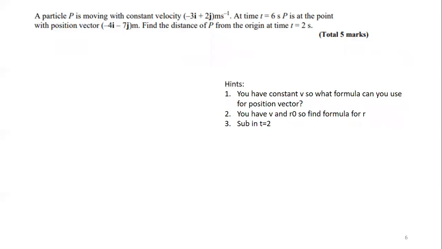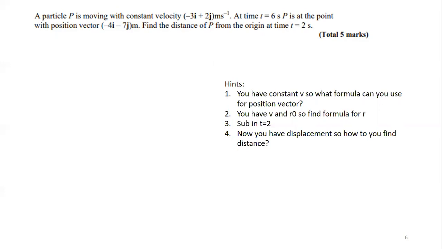Oh, sorry, I've just spotted as well, reading this now. I'm not going to change the PowerPoint, it's going to take too long. But if you read the question, it says at time t equals 6, P has position vector minus 4, minus 7. So minus 4, minus 7 is not the initial position vector, as I just said. Instead, you're going to have to use that formula, sub in t is 6, sub in the velocity, and sub in minus 4, minus 7 as your r, and rearrange it to get what r naught is. So now you'll have r naught and v, so you can find an expression for r. Sub 2 into that expression, and that'll give you displacement.